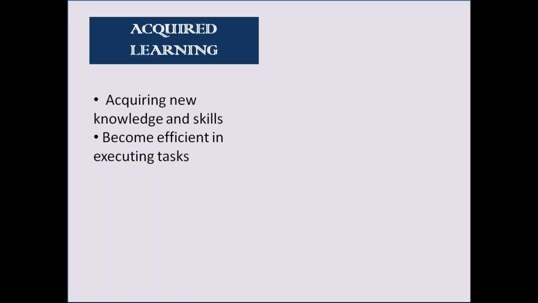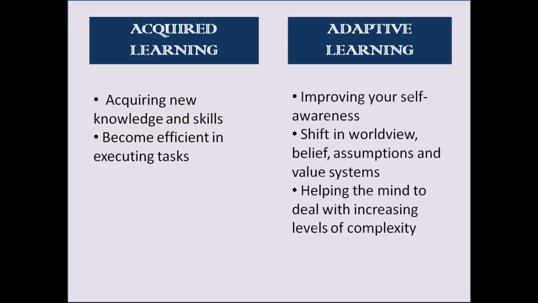Whatever session I'm doing right now, and whatever knowledge you're gathering through this, is basically acquired learning. This helps us become more efficient in executing our tasks. By acquired learning, you will get better and better at executing the task. Now what is adaptive learning? Can there be a different kind of learning that will help you get a new mindset or understand your behavior and be able to change it? That is adaptive learning.